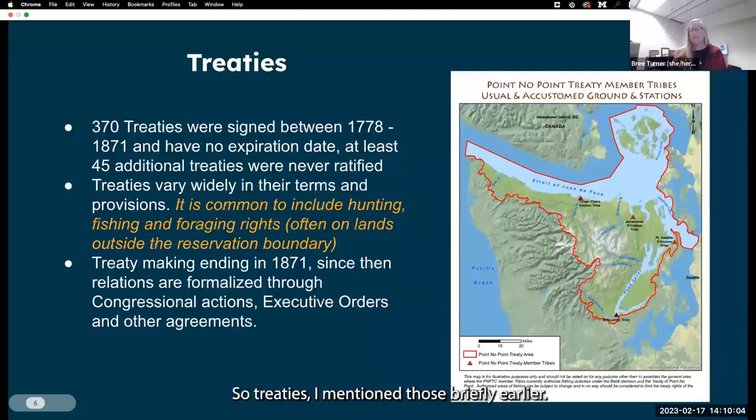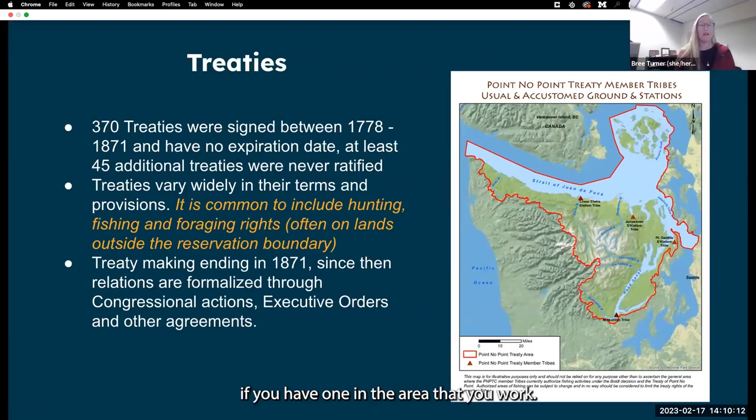So treaties, I mentioned those briefly earlier. There are 370 of them. They have no expiration date, and I encourage you to see if you have one in the area that you work. Please look that up. Treaties vary widely in their terms and provisions. I'm not going to get into the details of that, but I highlighted for you that it's common to include hunting, fishing, and foraging rights that are often on lands outside the reservation boundaries or their lands.